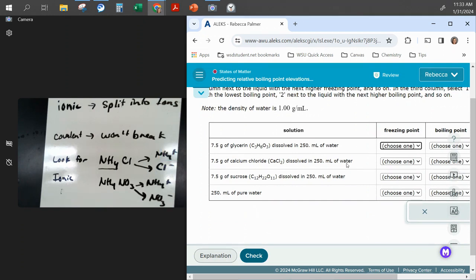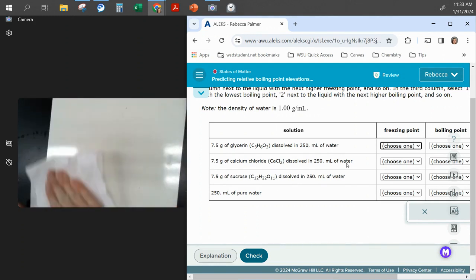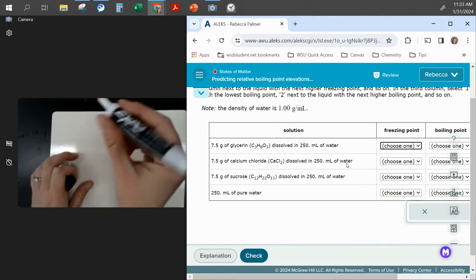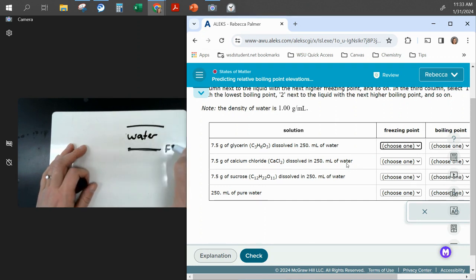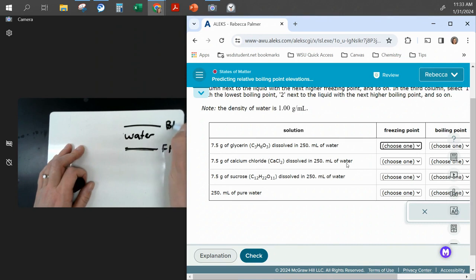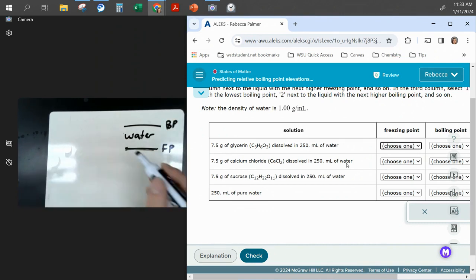So for this one, I think this is helpful for me. I have water, that's pure water. I have the freezing point, and I have the boiling point. This is what I think of. And then if I add anything, it's going to decrease the freezing point, and it's going to increase the boiling point. If it has a bigger molality, it's going to have a bigger effect on the boiling point and freezing point. So let's see.